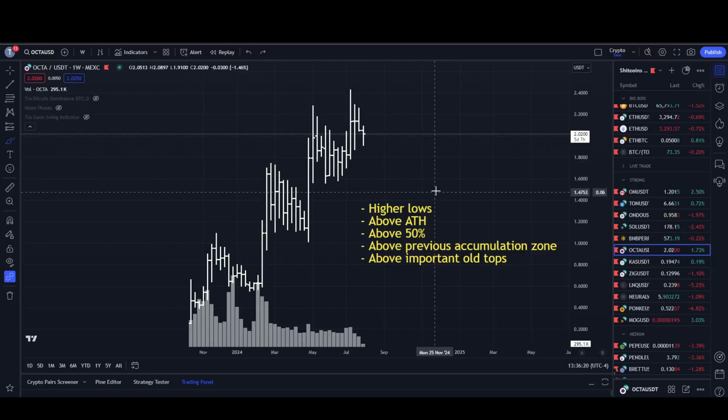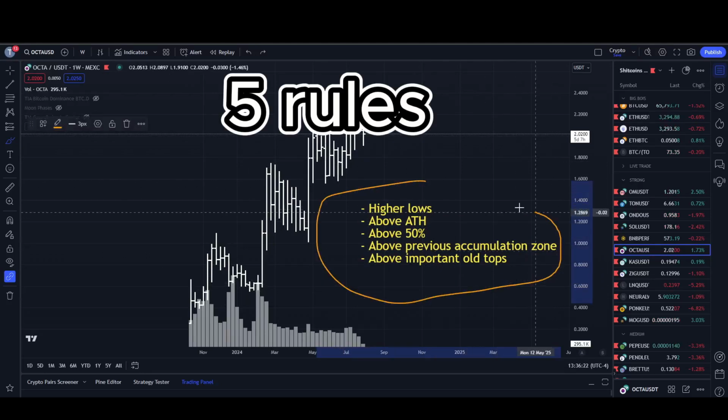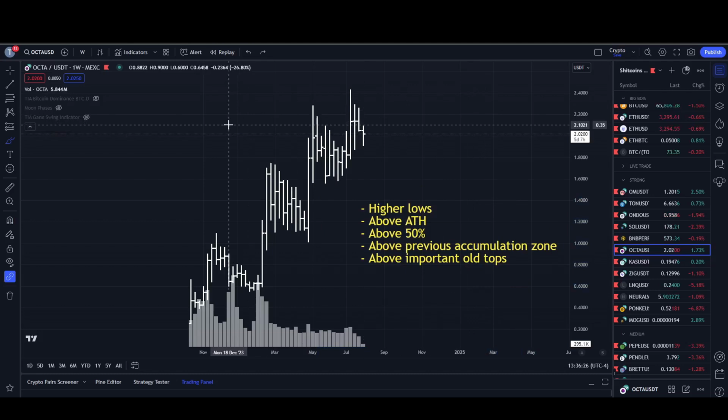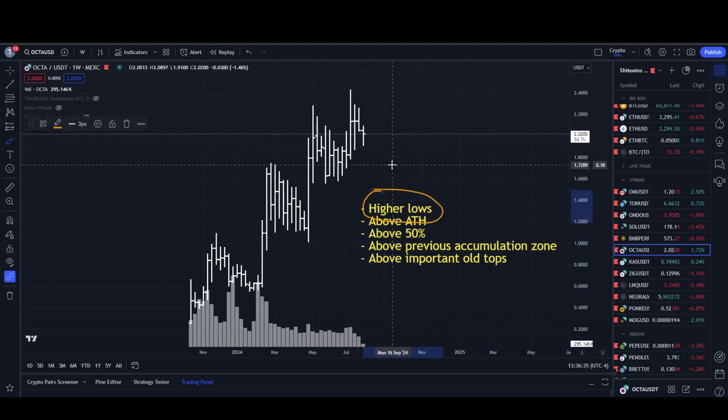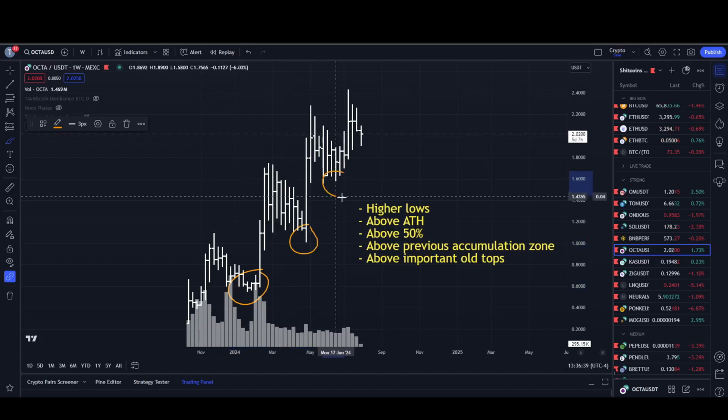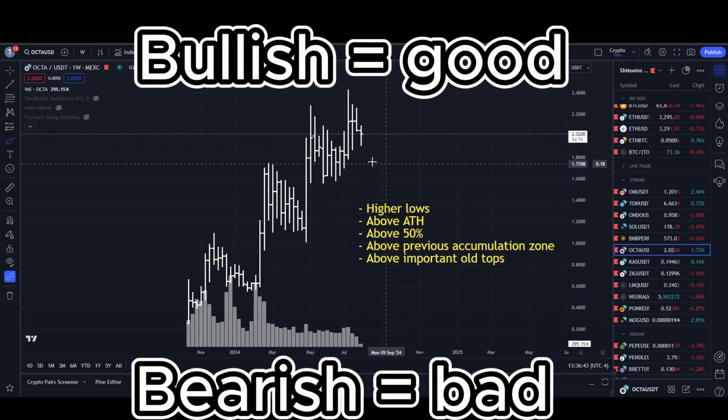Now, let me explain to you my 5 rules to know whether a coin is strong or weak. We will be using the chart for Octa, a coin that I like, and you will see why I like it thanks to my 5 little rules. So the first one is higher lows. As you can see on this chart, just looking here, here, and here, we've been making higher lows for this coin. So that's a bullish signal.